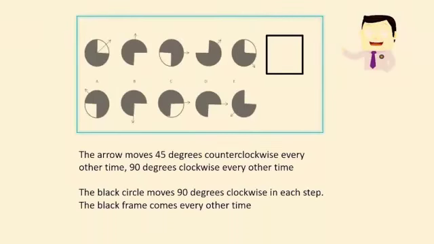The arrow moves 45 degrees counterclockwise every other time, 90 degrees clockwise every other time. The black circle moves 90 degrees clockwise in each step. The black frame comes every other time.